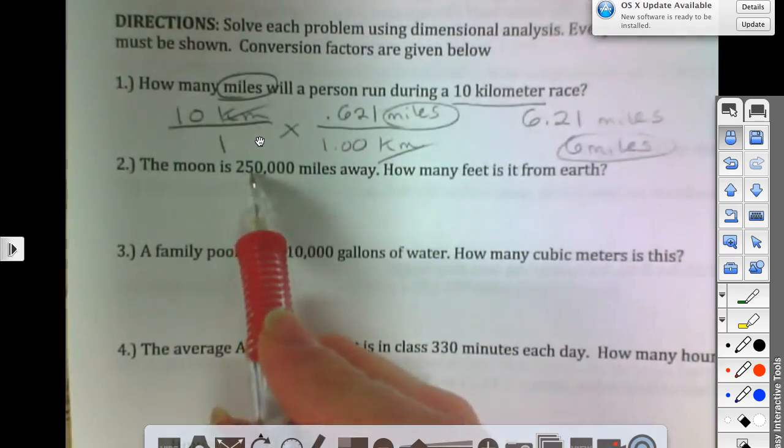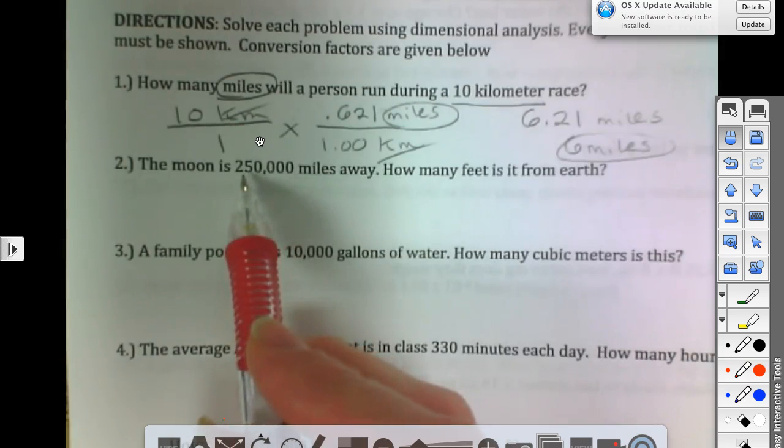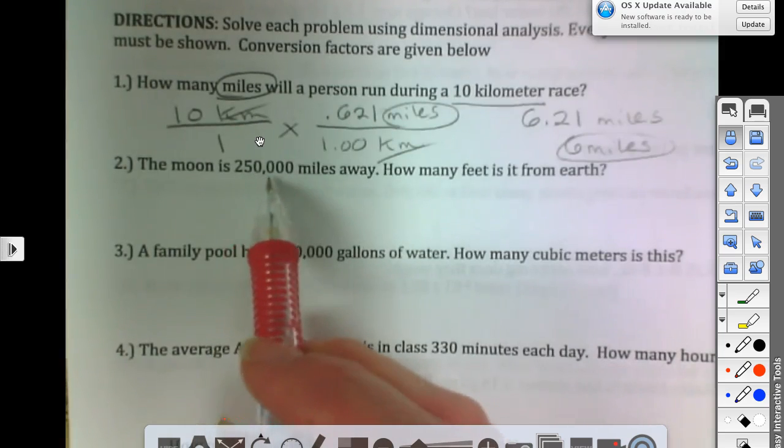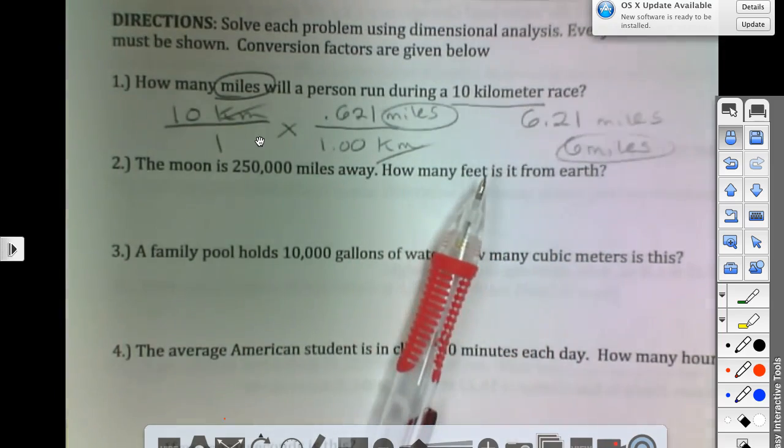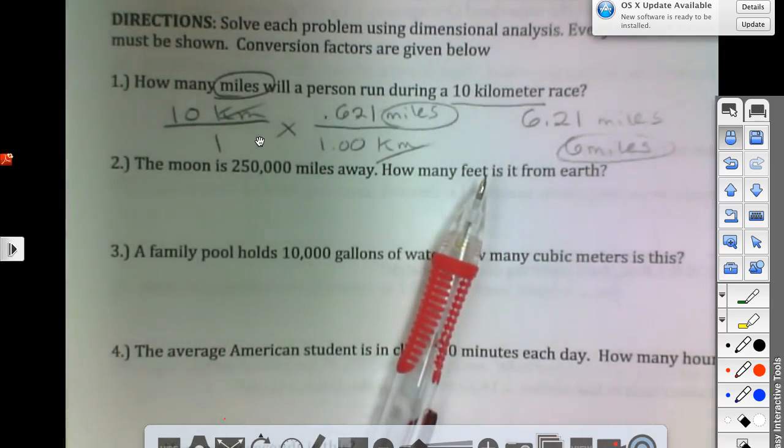The moon is 250,000 miles away. How many feet from Earth is it? Take a second on your own, and I want you to underline where I'm going to start. Find something that's not paired with anything. I want you to circle what I'm looking for, and I want you to put a box around the conversion factor at the top we're going to be using to get there. Could be 1 conversion factor, I think it is, might be 2, later it'll be 2.